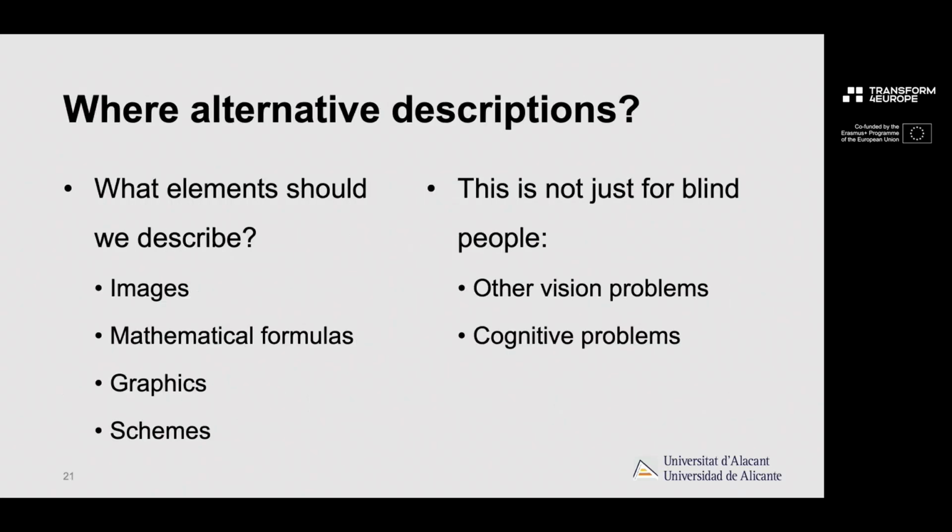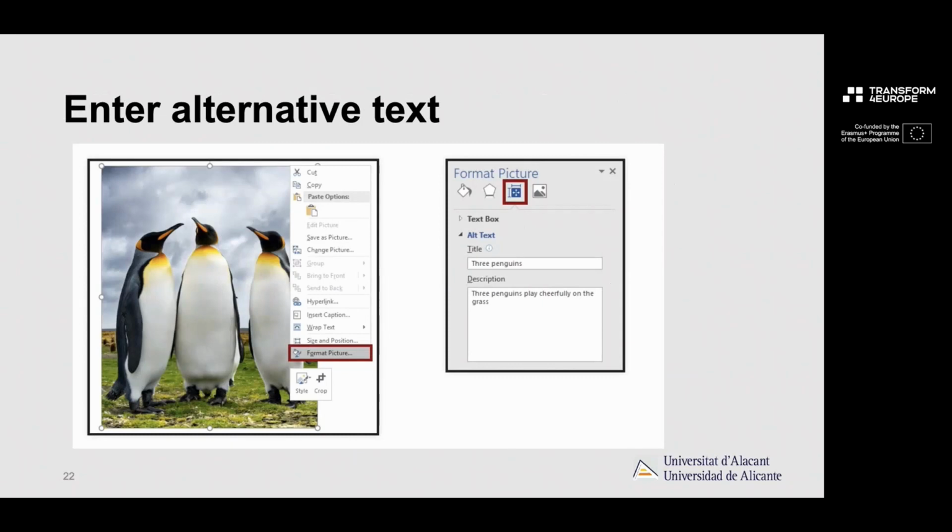What elements should we describe? Images, mathematical formulas, graphic schemes, and it's necessary not only for blind people, but also for people with other vision problems and cognitive problems.